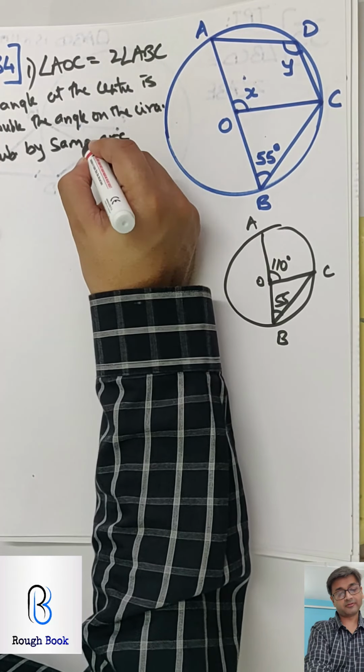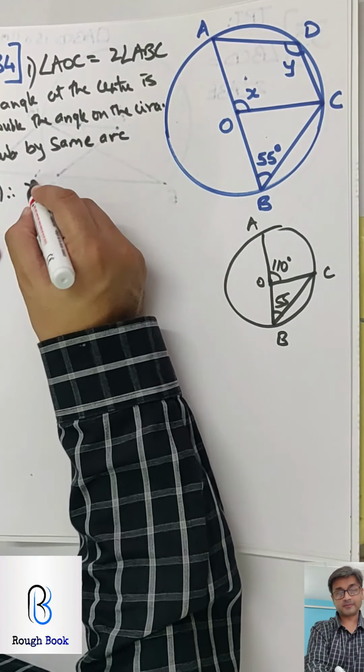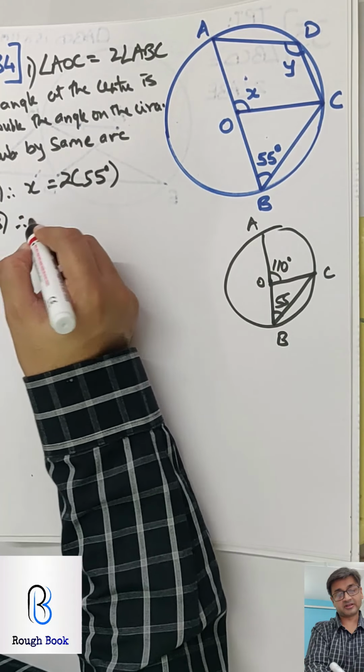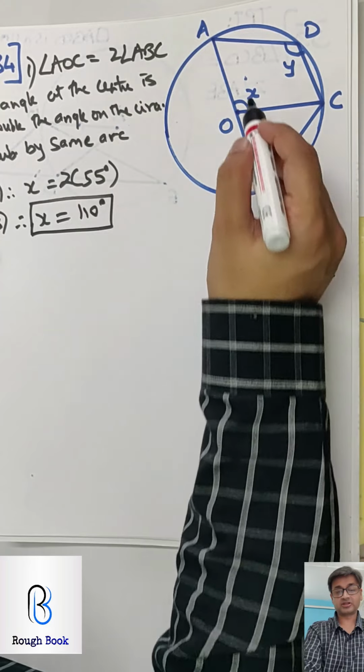So we got the first part. Therefore, AOC is x double of 55. So I can straight away say therefore x is 110. So we managed to get our first answer.